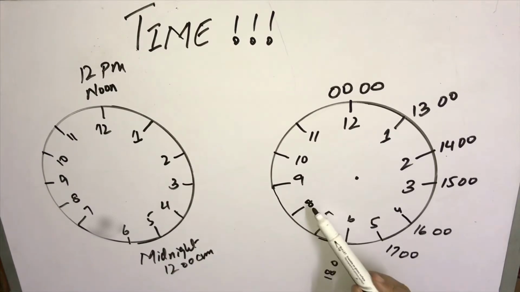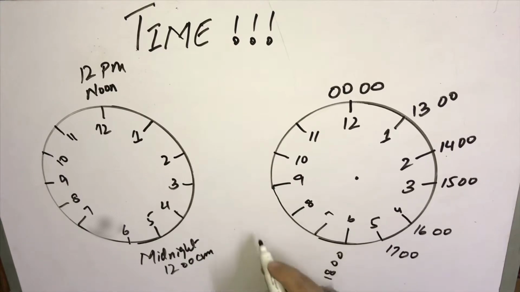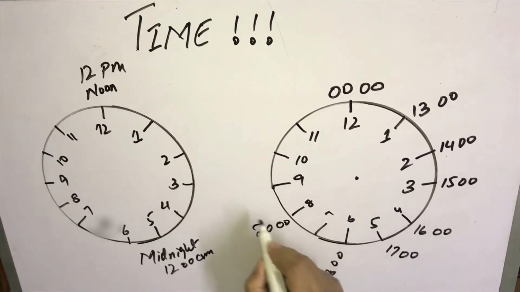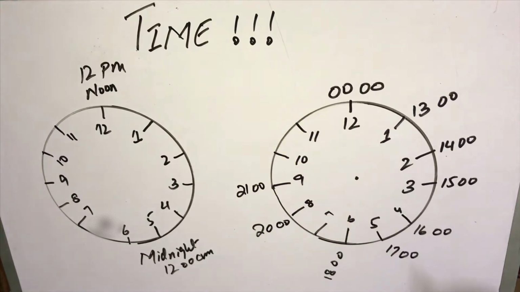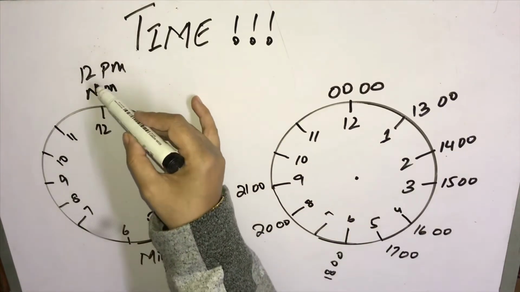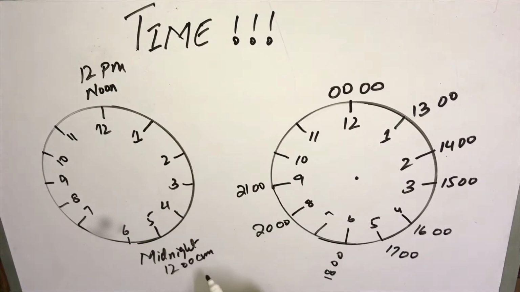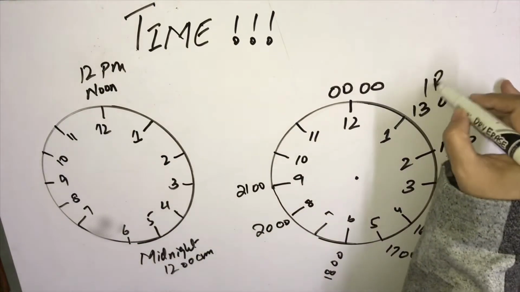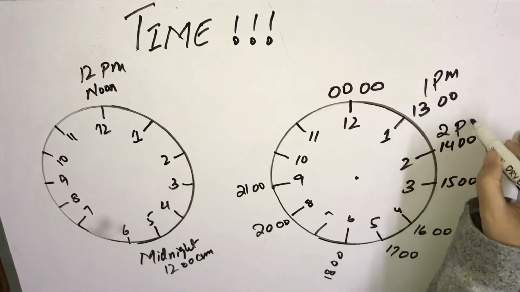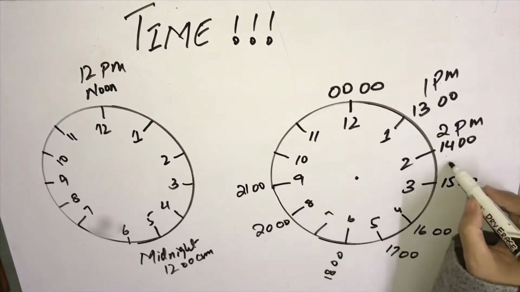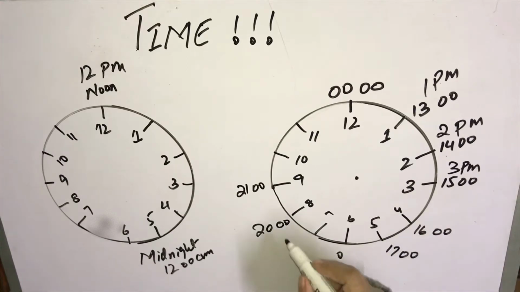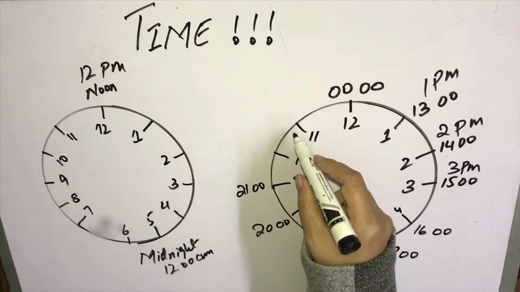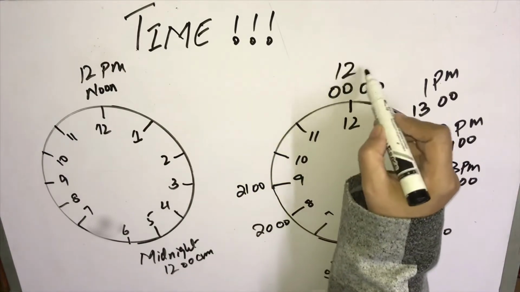12 plus 7, 12 plus 8, 20. 12 plus 9 is 21. 12 plus 10 is 22, 23 and 24. Noon is written as 12 PM, but midnight is written as 12 AM. Afternoon 1 PM, 2 PM. When we have the day, 3 PM, 4 PM, 5 PM, 6 PM, 7, 8, 9, 10, 11 PM, and at night it becomes 12 AM.